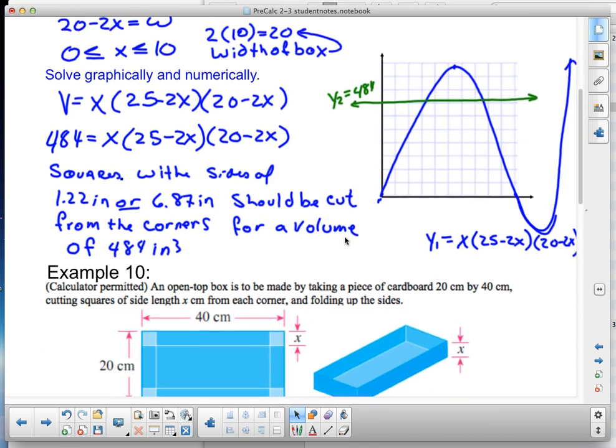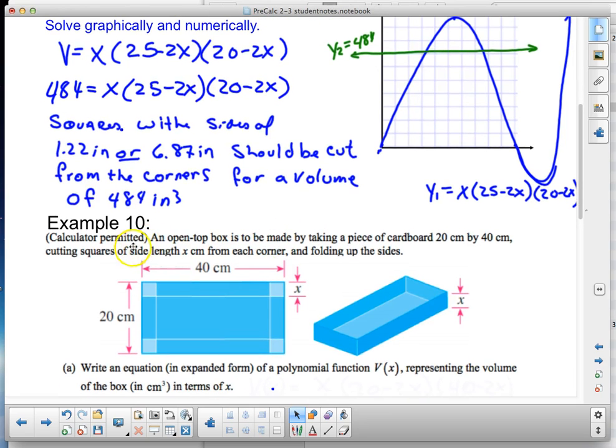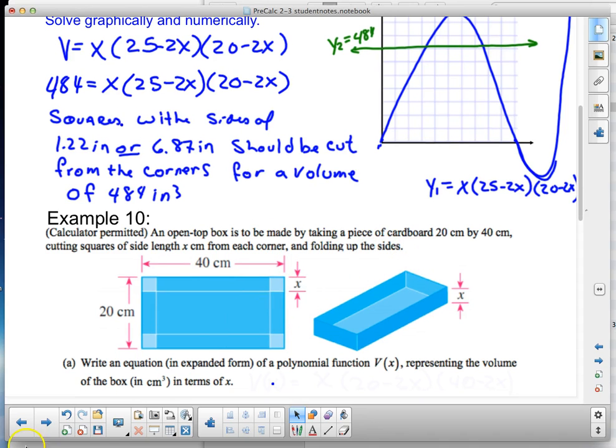Now, an open top box is to be made by taking a piece of cardboard 20 by 40, cutting squares of side length x centimeters from each corner and folding up the sides. Your turn. Set it up and get it done, and then turn it on afterwards. It's done in the same fashion.